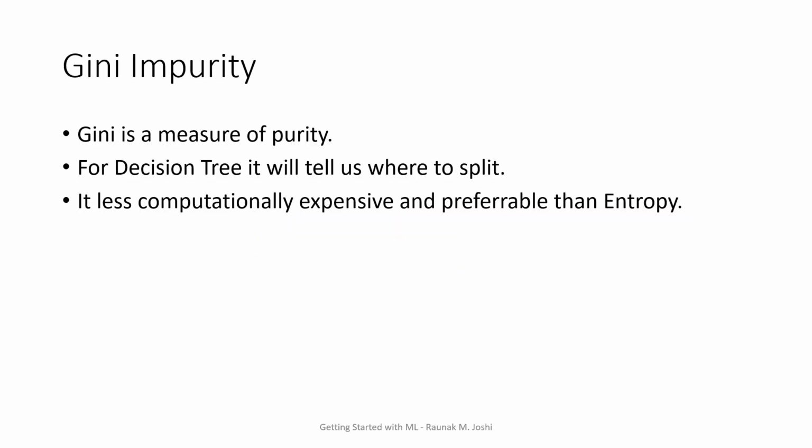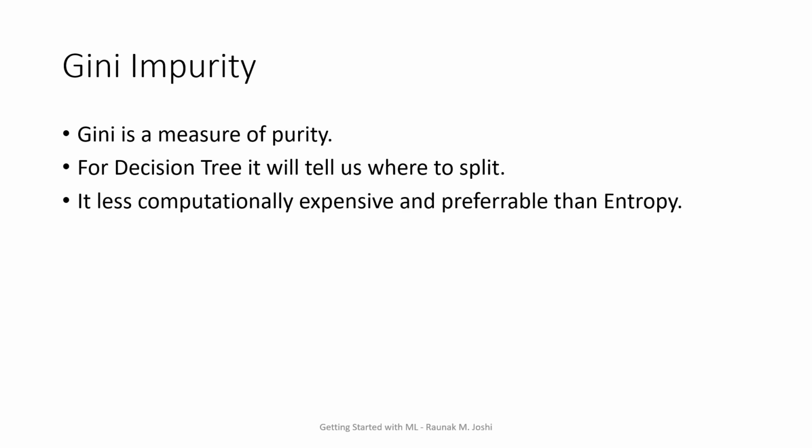So what is Gini impurity? Gini is a measure of purity. It is the same as entropy, but there are some minute changes. The goal to be achieved is always going to be the same. For a decision tree, it will tell us where to split, and it is less computationally expensive and preferable to entropy. Decision trees work pretty well with the Gini impurity.